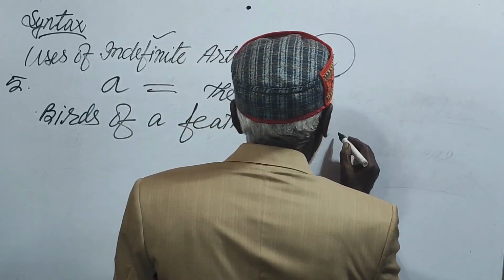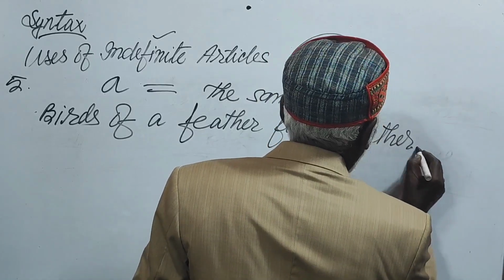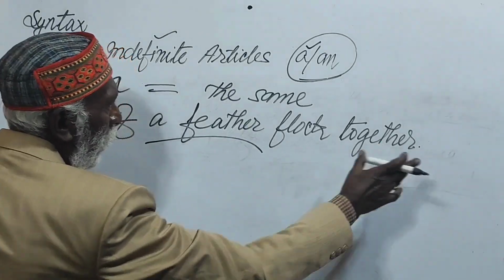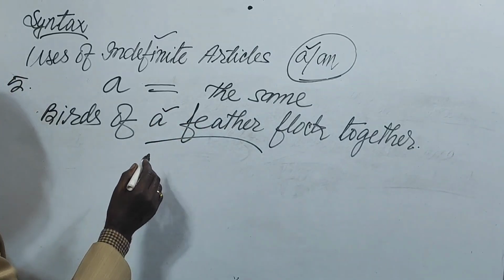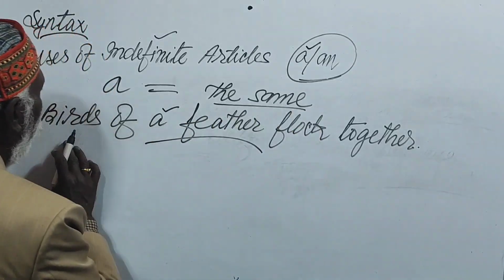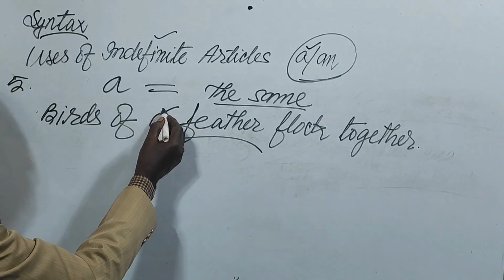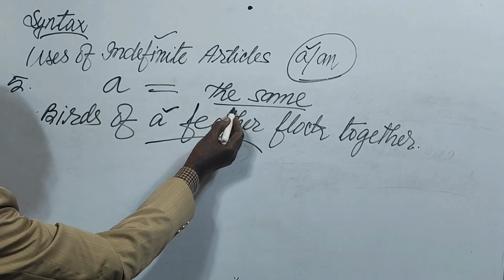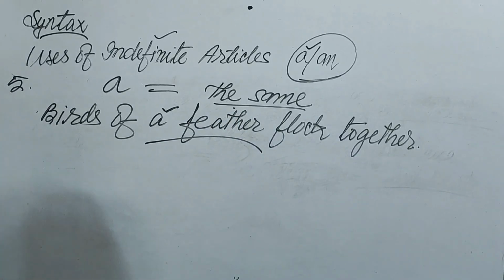मैंने पिछली वीडियो में ऐसा दर्शाया था, flock together ऐसा दिया था. Birds of a feather, एक ही पाख वाली चिड़िया flock together, एक साथ उड़ जाती हैं. So birds of the same feather flock together. Here a is used in the sense of the same.